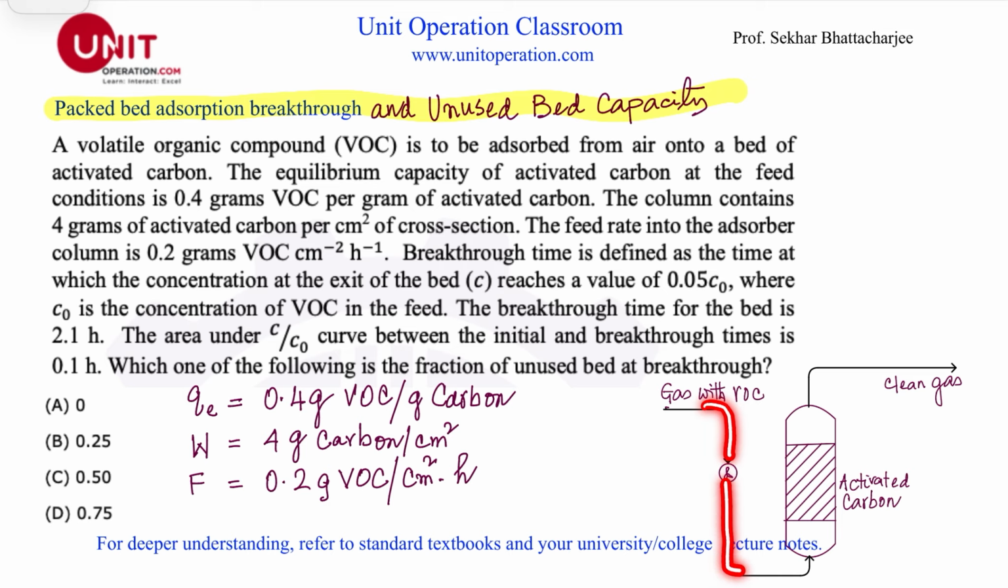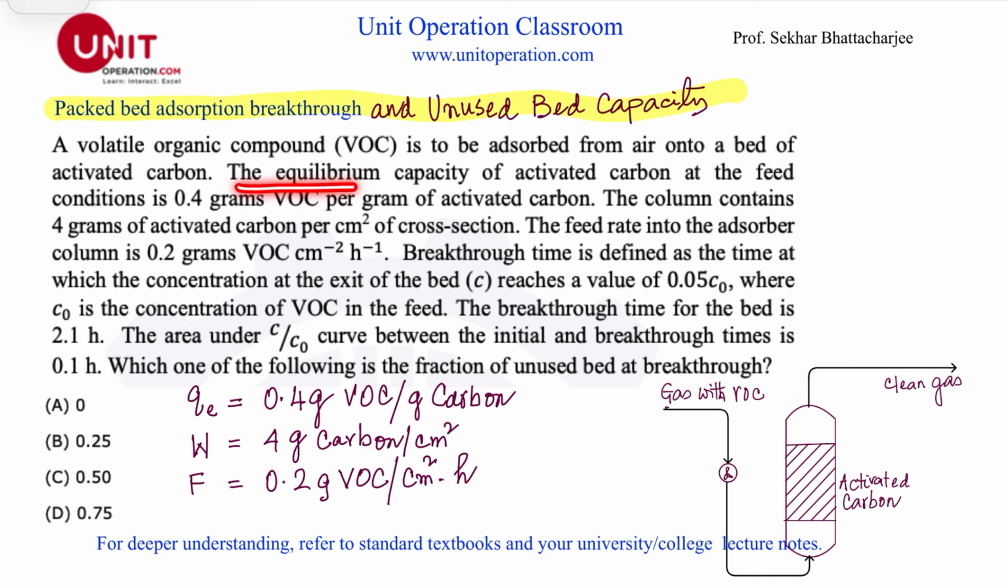comes in. This is like a fan which pushes the VOC and air mixture through this activated carbon bed. The activated carbon captures the organic compound, that's the property of activated carbon, and the clean gas, that means which does not have VOC, just goes out and is discharged to the environment.